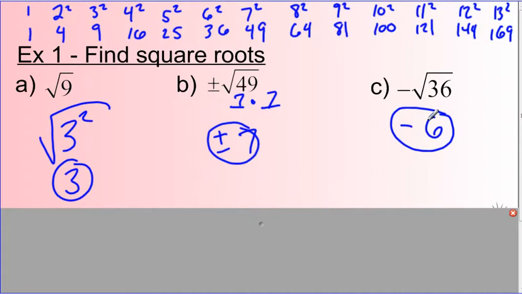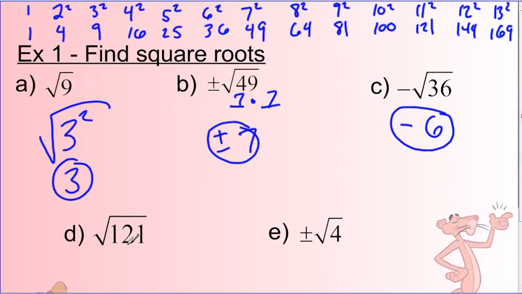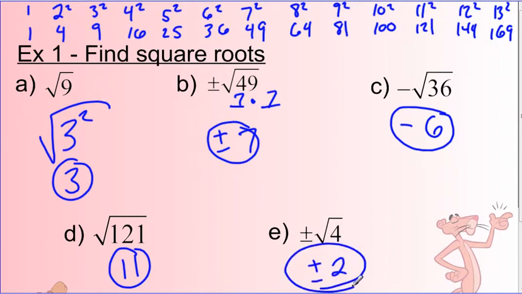Now, I'm going to have you do 2 more problems. You can look at your chart. Find the square root of 121 and the square root of 4. Go ahead, pause the video, do them right now. And you should be done. I mean, you probably don't even need to pause the video. Square root of 121, you look up, is 11. And this plus or minus the square root of 4, well, the square root of 4 is 2 because 2 times 2 is 4. So you get plus or minus 2.